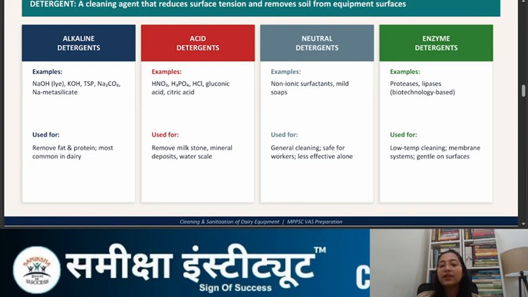If we only use neutral detergents, they are not very effective for cleaning and sterilization of milk equipment plants, but they are safe for the handlers and the workers using them. Then lastly, enzyme detergents, for example proteases and lipases, which are biotechnologically produced. These are important for low temperature cleaning and membrane systems, because they are also gentle on surfaces. So enzyme, neutral, acid and alkaline detergents are the types of detergents.